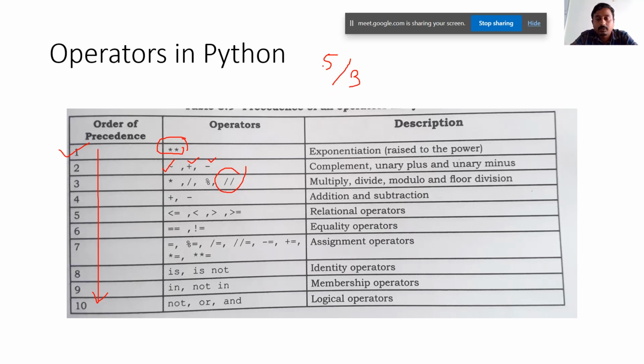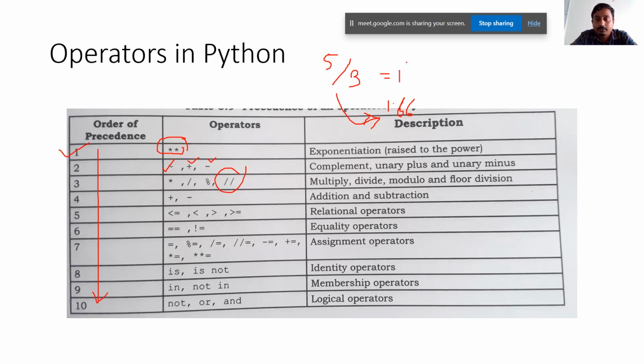In C, it was integer divided by integer. So in C, the result of this expression was 1, but in Python the result of this expression will be 1.66667. Here that fractional part will not be lost.